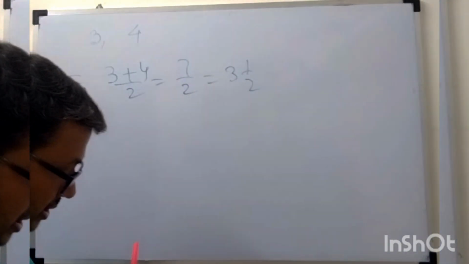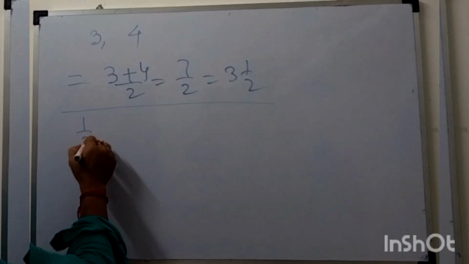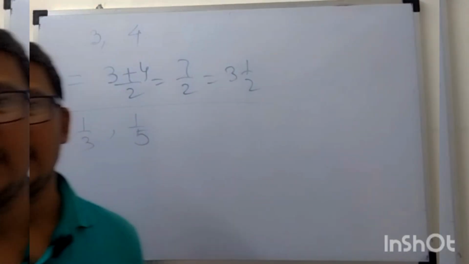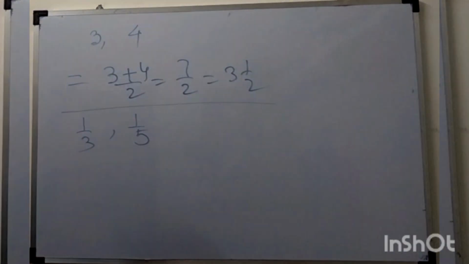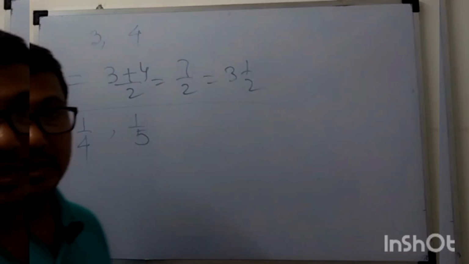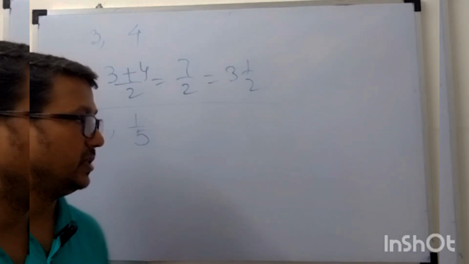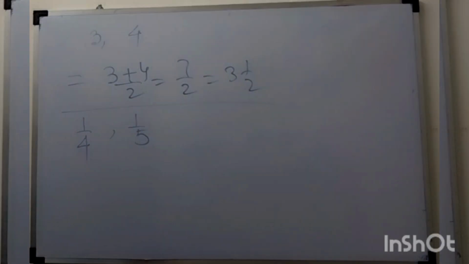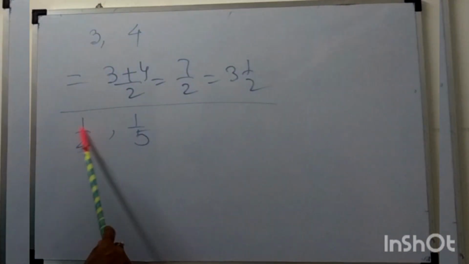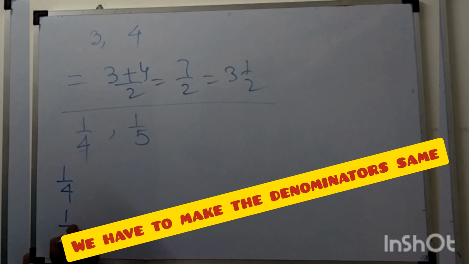Now if we have to find any 3 rational numbers between 1/4 and 1/5, then what will we do? Because these numbers are in fractional form, we have to make the denominators the same. How will you do that? Here 1/4 and 1/5.